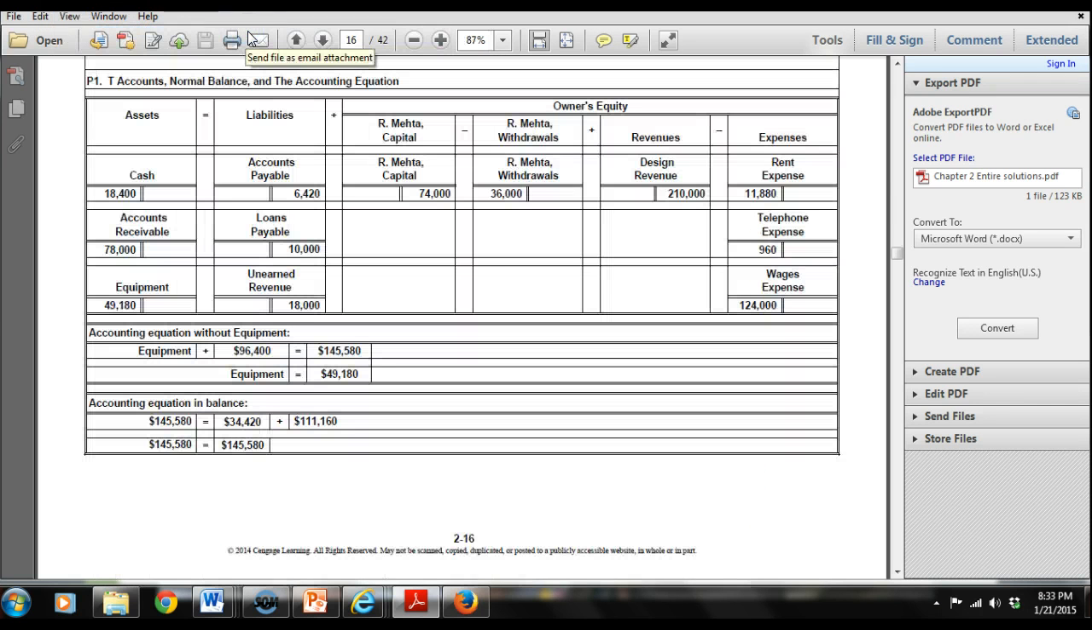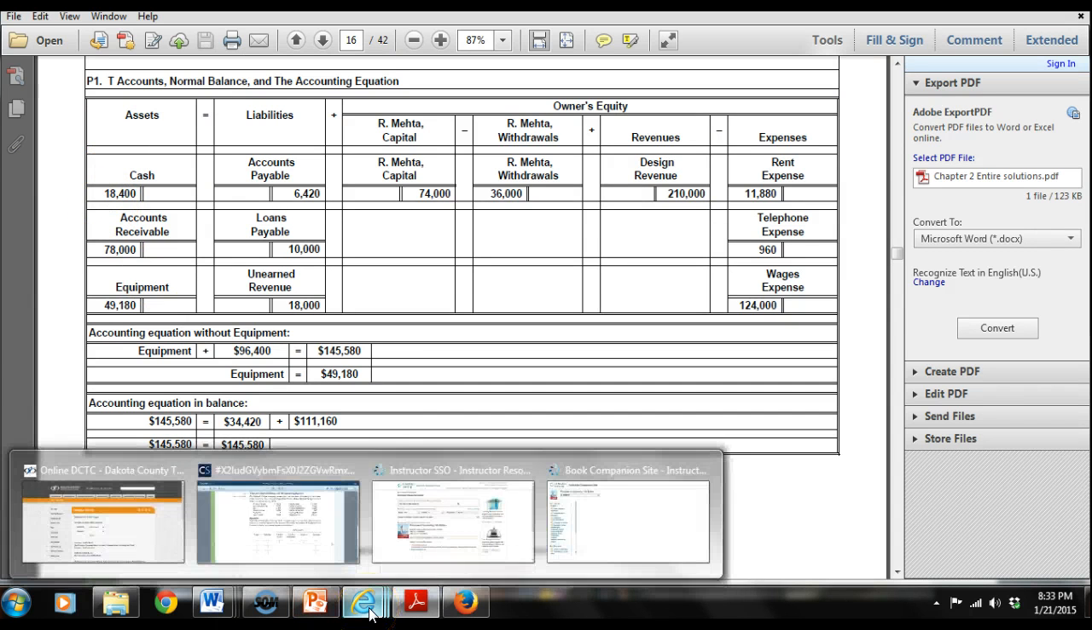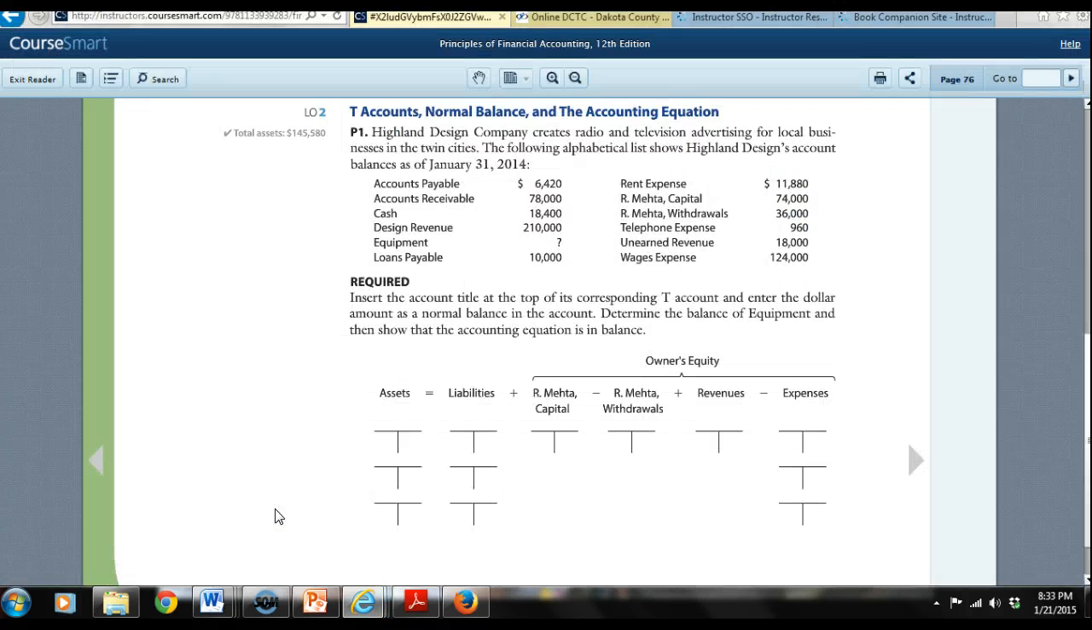So under cash, you should have a debit of 18,400. Got it? Next, under accounts receivable, what should it be? Debit of 78,000. We don't know our equipment yet, do we? It's a question mark. Not quite.